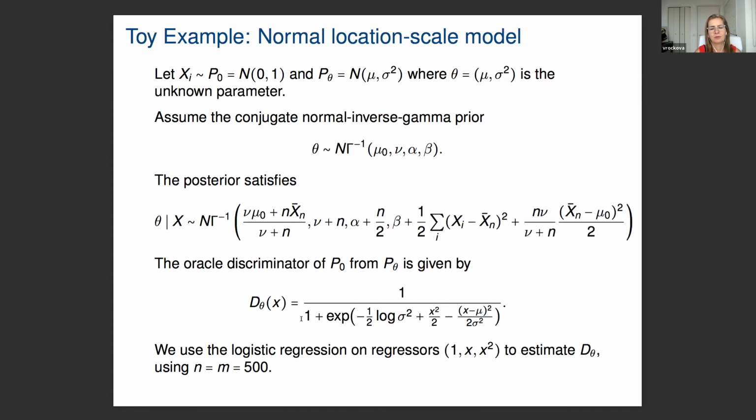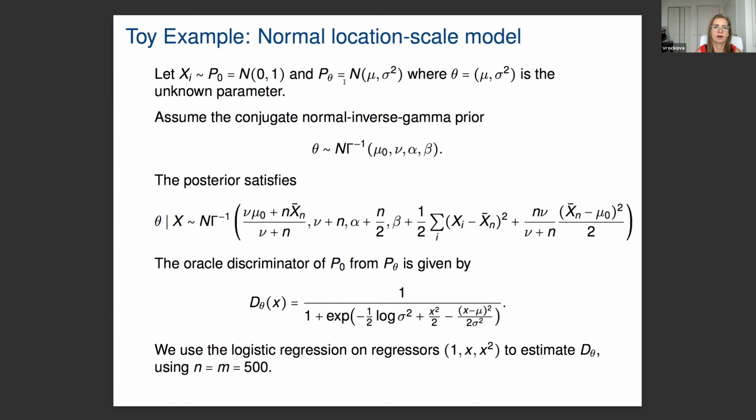So I want to now present some examples that we tried. One of them is a toy example of an IID experiment from a Gaussian location-scale model.